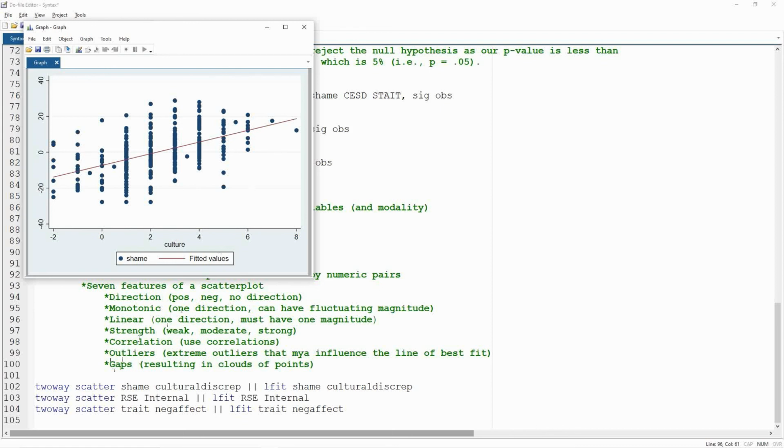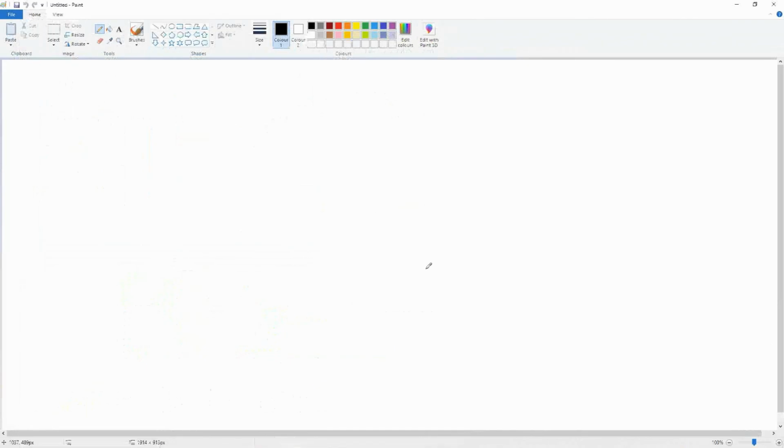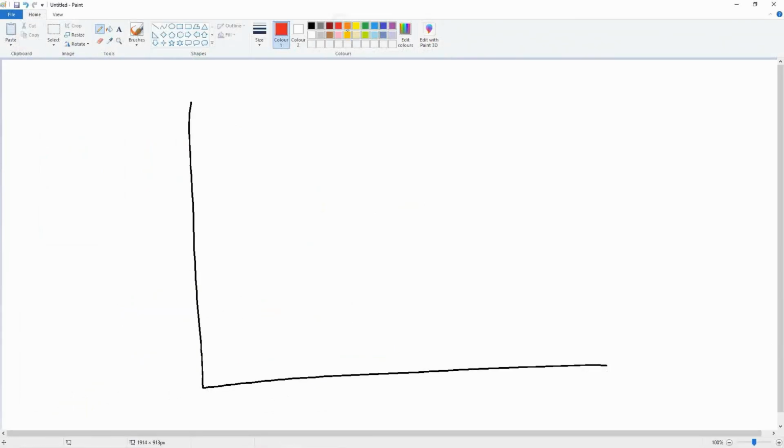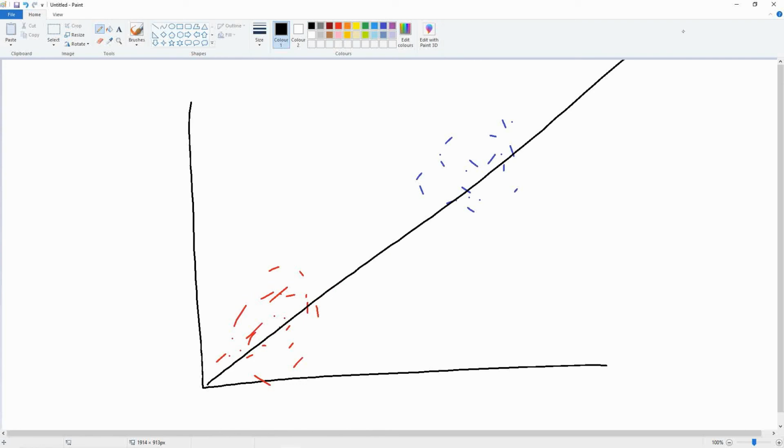And finally, then we want to look for gaps. Now, gaps don't mean, oh look, there's a gap here, that must be a gap. That's not what a gap is. A gap represents a massive gapping of space that actually produces clouds of points. So let's say I had some points down here, a massive gap, and then some points up here. Now if I fit my line of best fit, it's going to go like this and suggest a probably strong relationship.